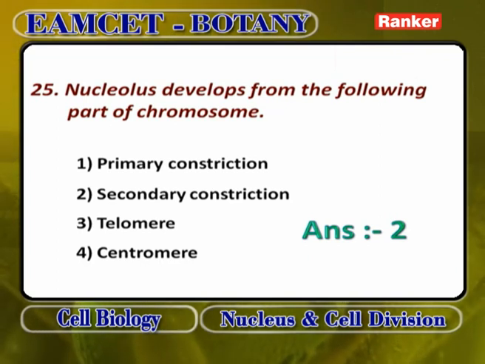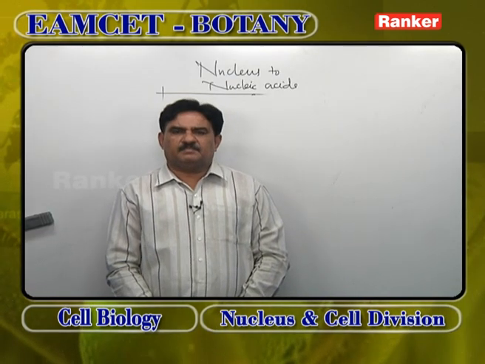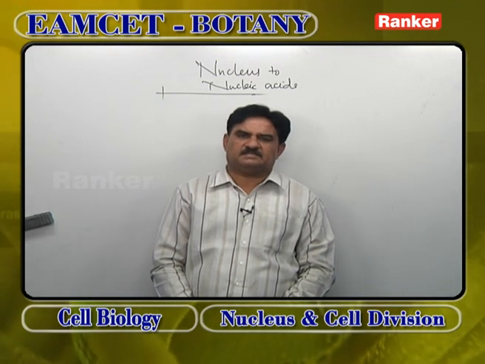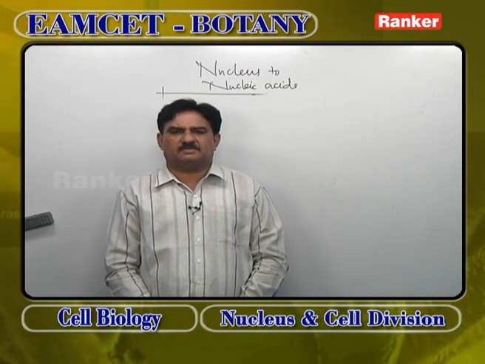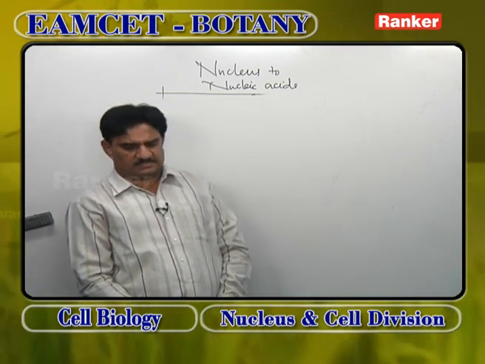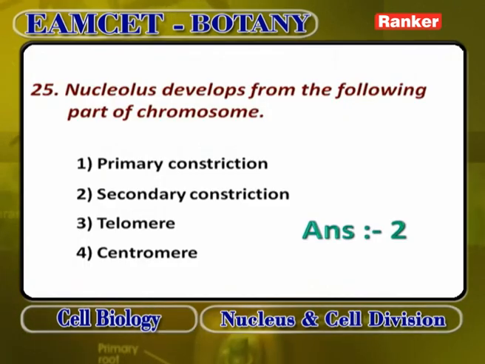Nucleolus develops from the following part of chromosome. Just now we explained. Nucleolus does not come from primary constriction. It does not come from telomere, polarized ends of chromosome with polarity. It does not come from centromere, because centromere and primary constriction are same. So, nucleolus comes from some of the secondary constrictions, because all secondary constrictions cannot be considered as nucleolar organizers. Only some secondary constrictions are nucleolar organizers, which give rise to nucleolus. So, nucleolus develops from secondary constriction. Answer is 2.